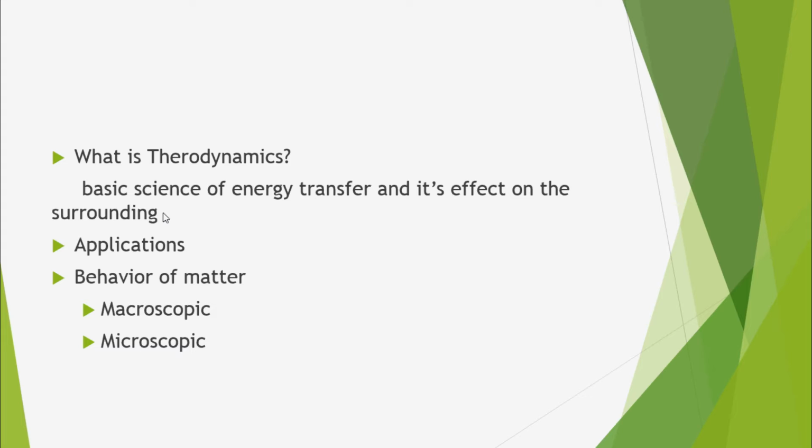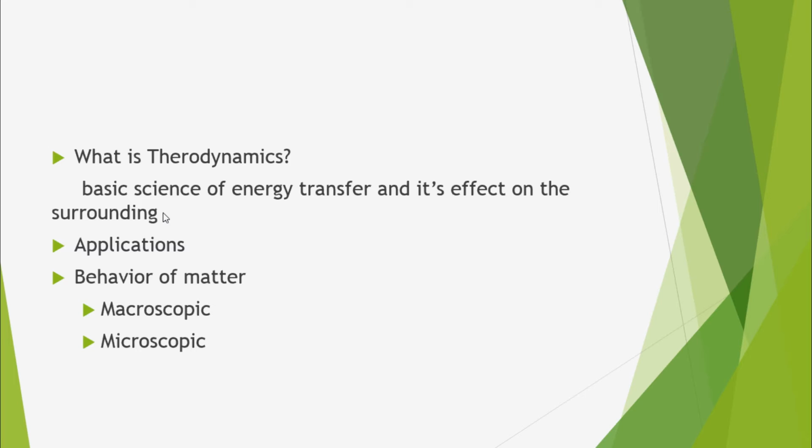So let's see the behavior of matter. There are two types of behavior of matter. First is macroscopic and second one is microscopic. Let's see first the macroscopic approach. A certain quantity of matter is considered in case of macroscopic, and in case of the microscopic point of view, matter is composed of myriads of molecules.